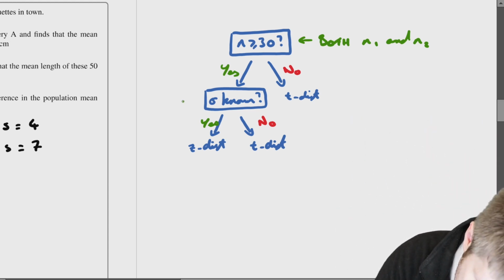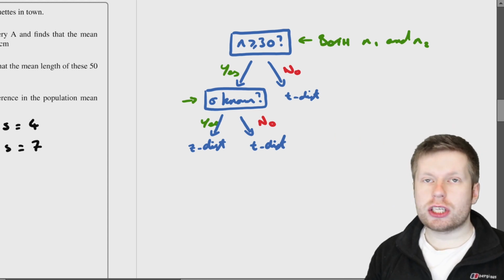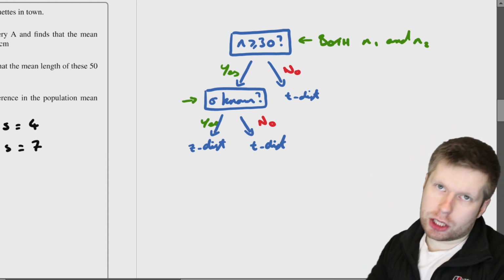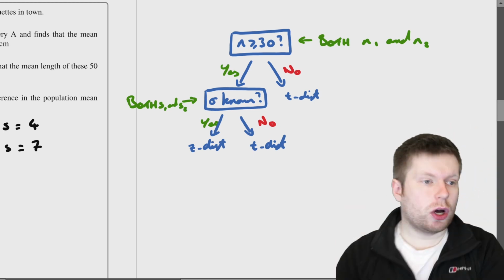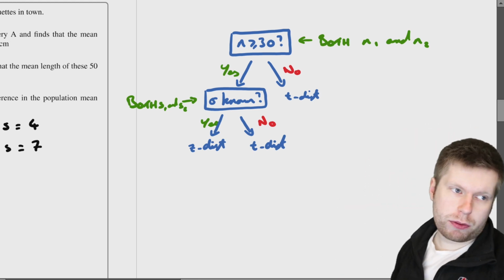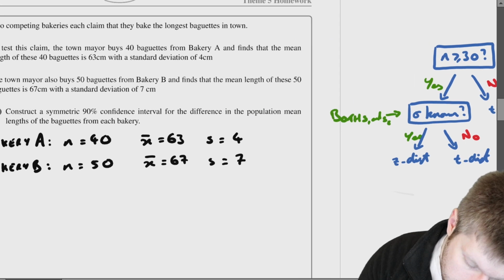And likewise, when I come down here, when I say, do I know the population standard deviation, I need to know the population standard deviation for both. So I need to know it for both population 1 and population 2. Okay, so I need to know it for both. Okay, so let's have a look.